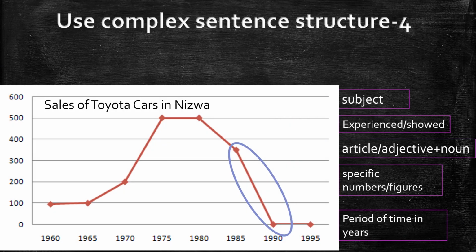Okay, now let's write the last sentence structure. Describe the trend in the graph following the structure given on your right. Subject, the demonstrative verbs, article, adjective, noun, specific number, and time period. Once you are done, play the video again to check your answers.